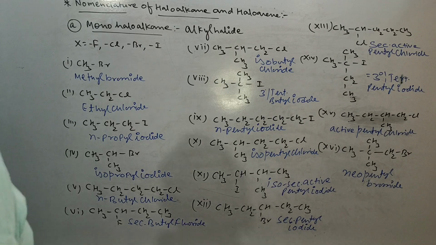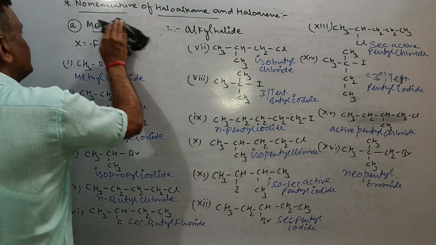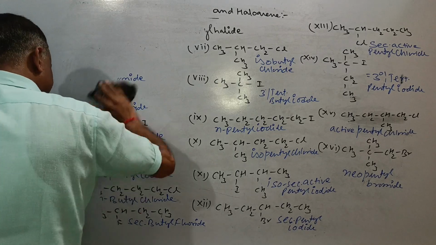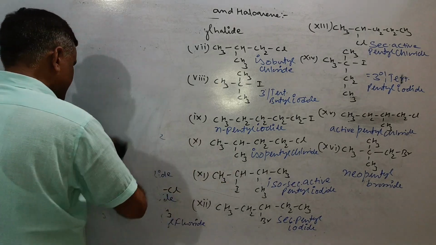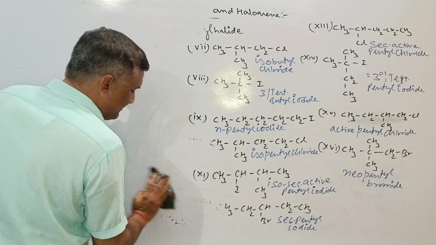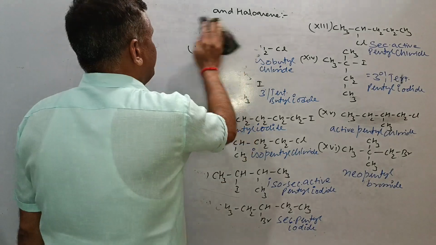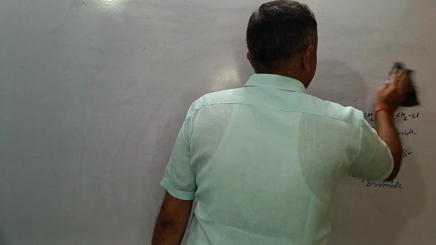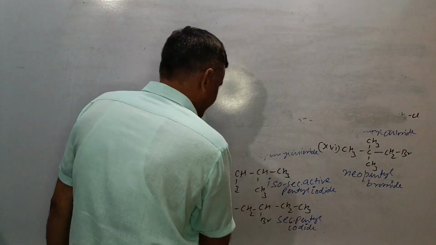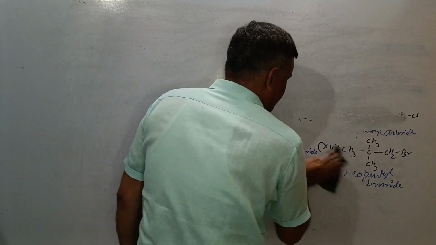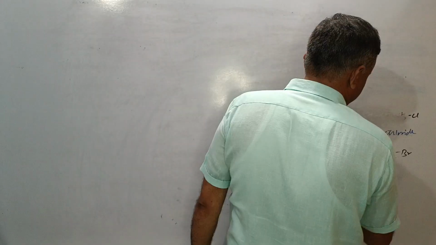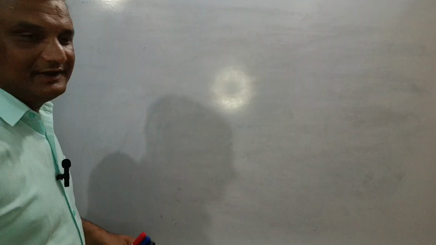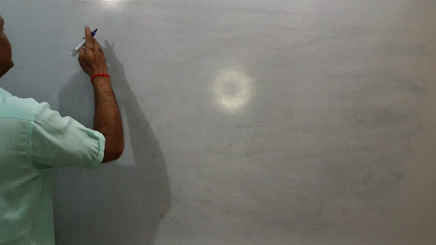Now I would like to go with the nomenclature in the common system for the dihaloalkanes. That is very important because many students face a lot of problems regarding the nomenclature of dihalides or dihaloalkanes. You have discussed it in 11th standard also, but right now if it is not clear then you can clear it. It's my promise.